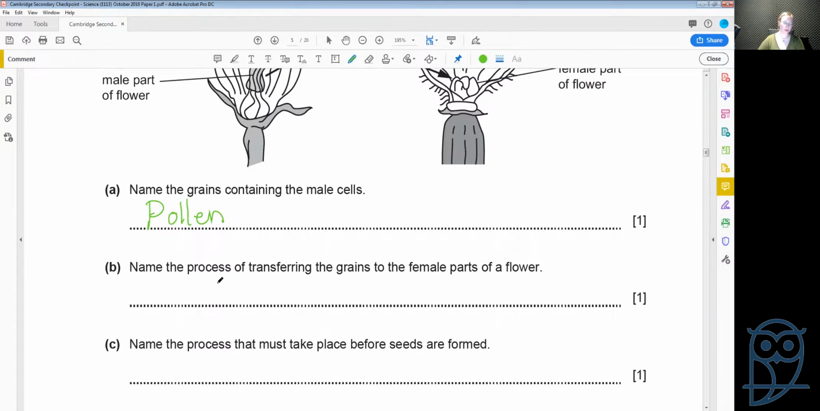Name the process of transferring the grains to the female parts of a flower. This is pollination. Okay, name the process that must take place before seeds are formed. So that is fertilization.